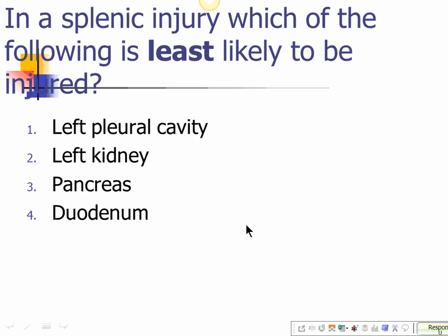So in a splenic injury, based on that picture which you saw, which of the following is least likely to be injured? So that's why looking at these PowerPoint slides is really important.